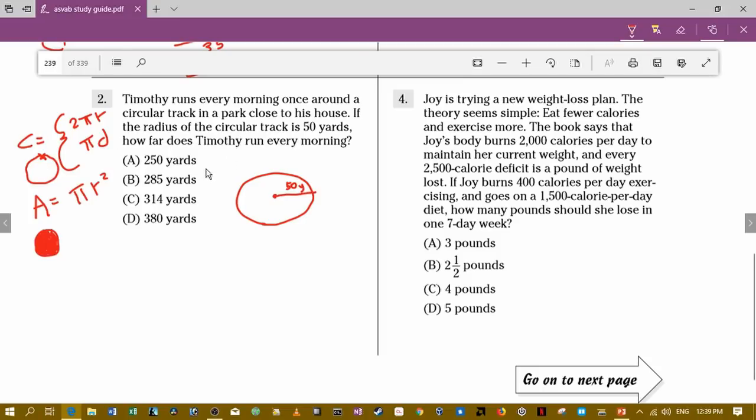In this case, we're asked to find out how far he runs around the track every morning. So we're going to be looking for the circumference. We're given the radius, so we're going to use this formula. So let's go ahead and start plugging stuff in. Circumference equals 2 pi. R in this case is 50. Circumference equals 50 times 2, which is simply 100 pi.